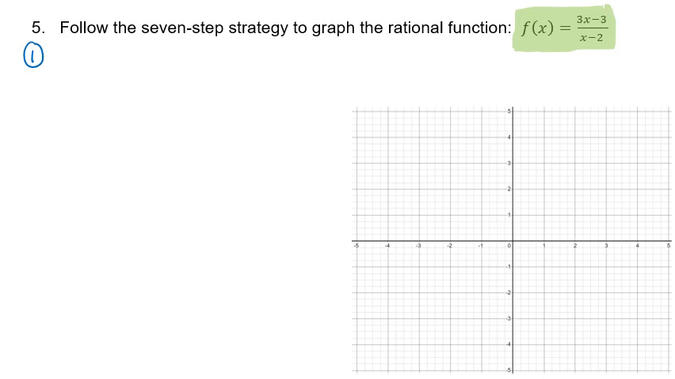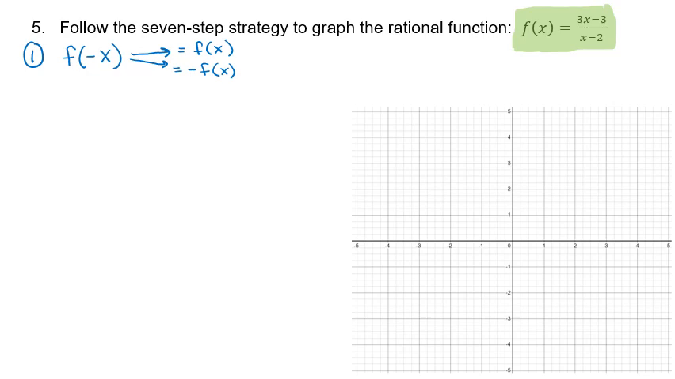So to test any function, this is not just for rational functions, but to test any function for symmetry, this is what you do. Replace x with negative x. And one of 3 things is going to happen. That's going to be equal to the original function, or that's going to be equal to the opposite of the original function. That means every single thing changes sign. Everything positive becomes negative. Everything negative becomes positive.